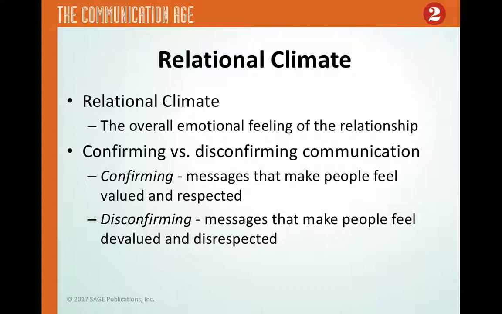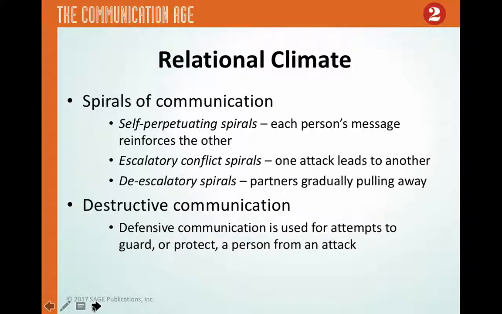Confirming messages are messages that make people feel valued and respected. So if somebody says, I need to talk to you, I feel a certain way about something, and you respond, okay, I want to hear it, I want to try to understand, that would be confirming. Disconfirming would be like, shut up, you're crazy, I'm tired of hearing this same old crap over and over again. These are messages that make people feel devalued and disrespected. So it's important to recognize when you're using confirming and disconfirming messages and to know the outcomes associated with those types of communication.